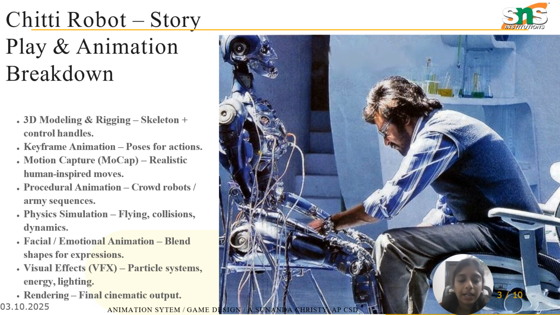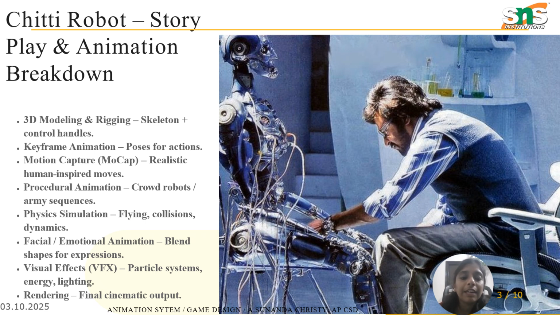When we take that in the form of a robot, first of all we need 3D modeling and also rigging. You all know what rigging is. Each and every part of our body is connected to each other, where we are able to move with the help of the bones. That's called rigging. That is the skeleton plus the control handles, how we handle as a human. In the same way for the robot also, we can connect the parts with each other and form a 3D model.